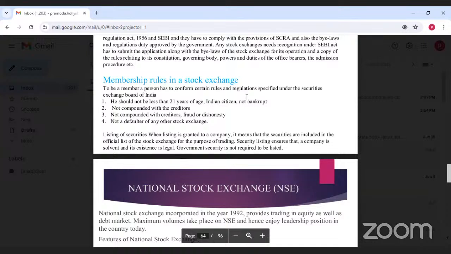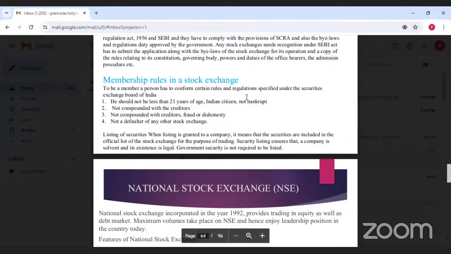That means he or she should not be less than the age of 21 years, and must be an Indian citizen, and they should not have any background of being involved in bankruptcy, fraud, dishonest cases or any kind of legal issues in their history, or any kind of default. They might have taken some loans earlier, or were involved in some business issues where they stand as defaulters. Such people are not allowed to become members of stock exchange.